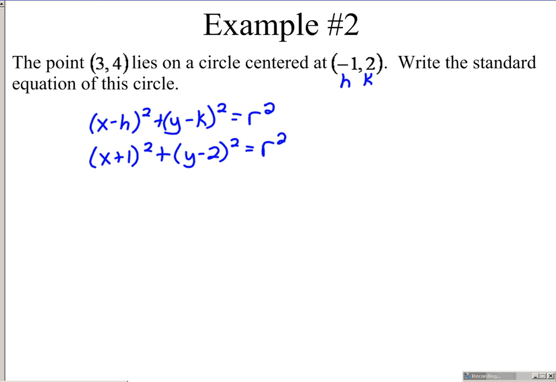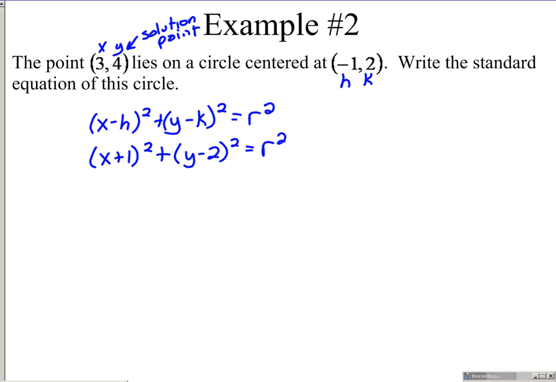From here, the only other information that we need is the radius. The only other information we're given is that the point (3, 4) lies on the circle. Now in the book, you may see where it says that this is a solution point, which is the same thing. A solution point is a point on the graph. So remember, anytime you are given an ordered pair that is on the graph, you are given an x value and a y value that is a solution to the equation.